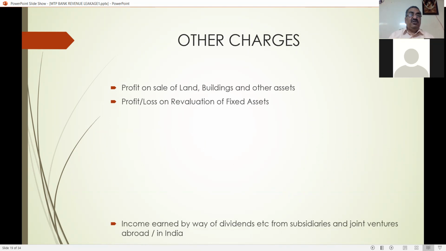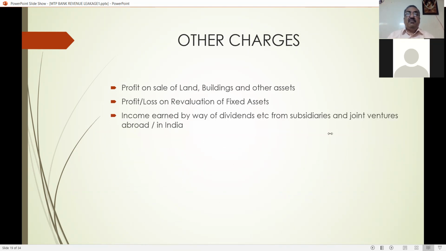Profit or loss on revaluation of fixed assets, income earned by way of dividends, and solvency certificates issued by the bank. This is a new thing that you have to be very careful about, because sometimes when contractors approach the revenue authorities, they charge more, even 1 lakh or 2 lakhs. But when you go to the banker and say that you want a solvency certificate, the bankers charge around 10,000 to 15,000, but it depends on the solvency value. So for solvency certificates also they are charging some fees.